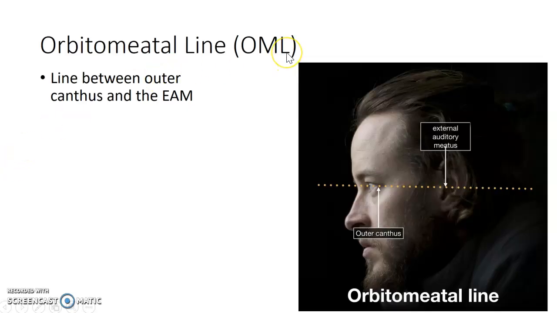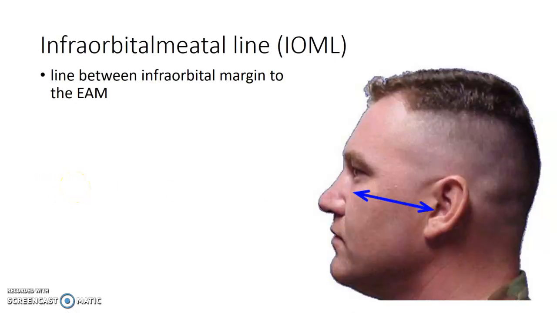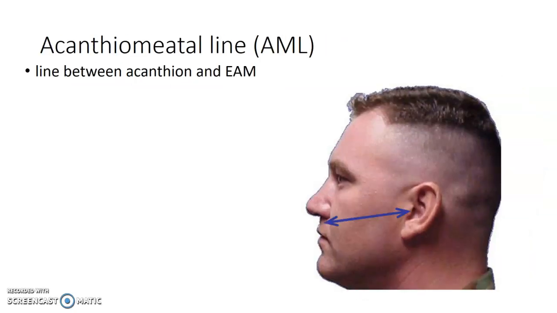Orbitomeatal line, OML, this is one of the ones we use most often. It's the line between the outer canthus and the external auditory meatus, so EAM. And almost all of these are to the EAM, right? Infraorbital meatal line. Okay, so it's the inferior margin of the orbit to the EAM. And IOML is another major one for us. So it's usually, a lot of the times, OML or IOML. Okay. Acanthomeatal line goes from the acanthion to the EAM.